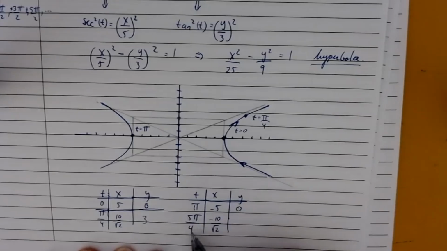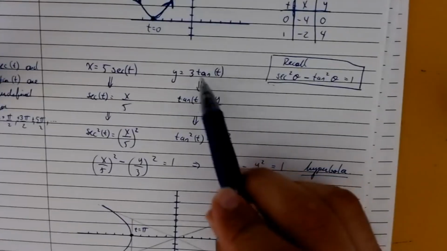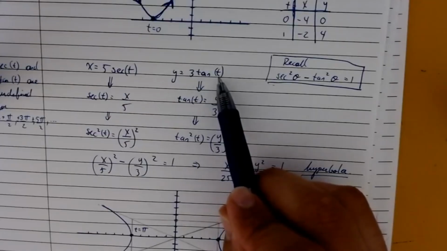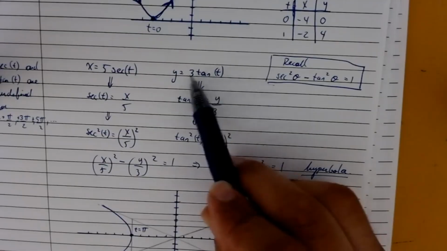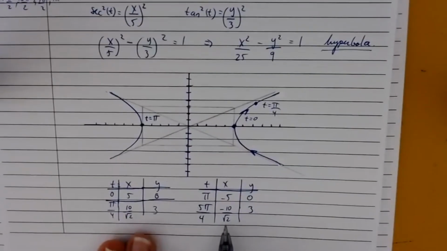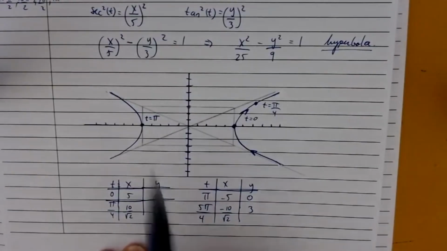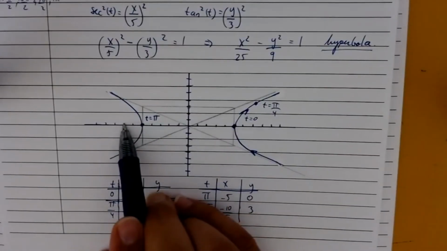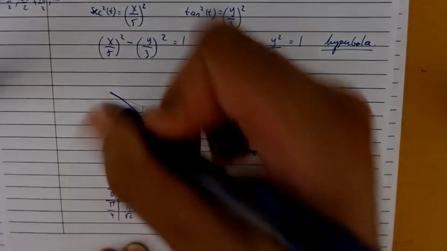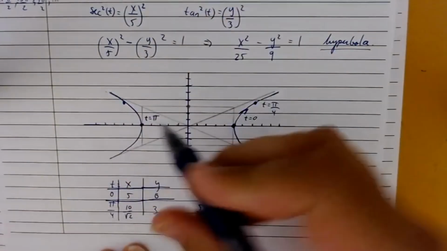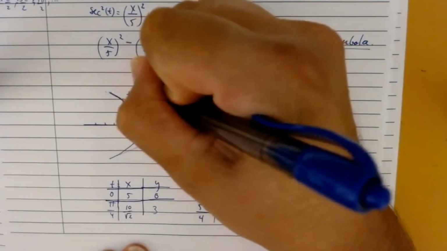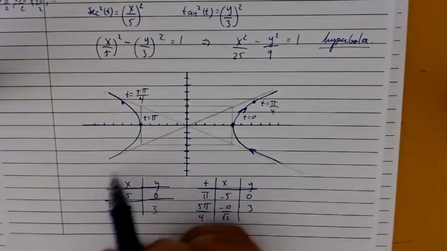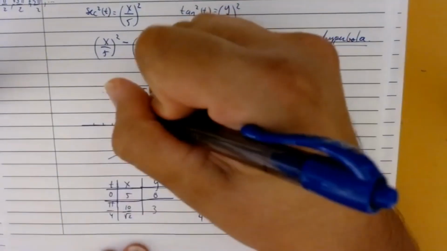And then if I take 5 pi over 4 and plug it in over here to find my y, the tangent of 5 pi over 4 will be 1, and 3 times 1 will be 3. So that's going to be negative 10 over root 2, which is about negative 7, and then your y is 3. So negative 5, 6, 7, and up 1, 2, 3. So right about there. And that's what happens when t is equal to 5 pi over 4. And so we have our orientation from here going up this way.